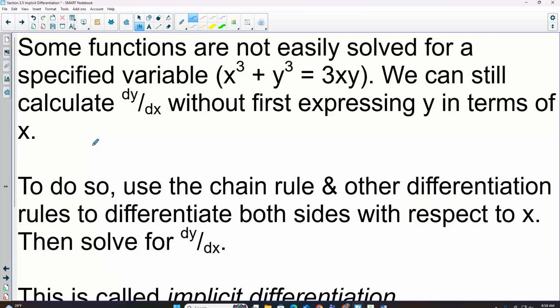Sometimes you can't. If I gave you something like this, x cubed plus y cubed equals 3xy. Okay, I can't actually solve for y on that. I could get my two terms with y on the same side, I could take out a y, but I would never be able to get it to just be y equals. However, we need to be able to do the derivative of those. And it turns out we can. We have to use all of our differentiation rules, so product, quotient, chain rule, all of that, to take the derivative of both sides with respect to x and then solve for dy dx. That's what implicit differentiation means.